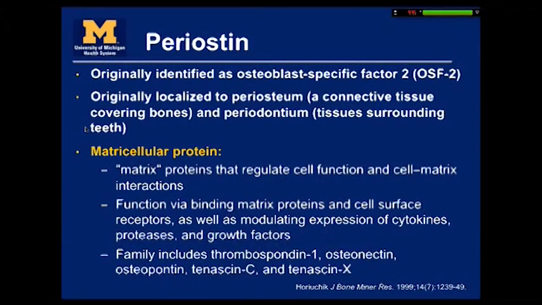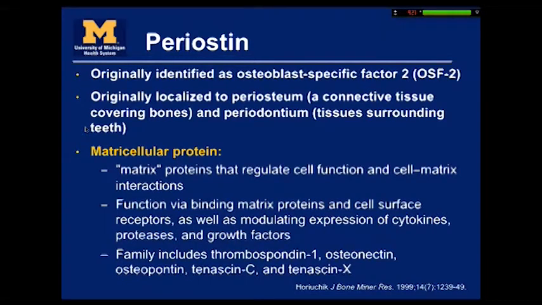So we've been interested in a molecule called periostin. I think it probably doesn't need a lot of introduction in this audience. But periostin is a matricellular protein. And what that means is that it's a molecule that can be secreted and bind to the matrix, but then it also can interact with the cells that migrate over that matrix. And so in that way, it can transduce signals from the matrix to the cell to influence function.